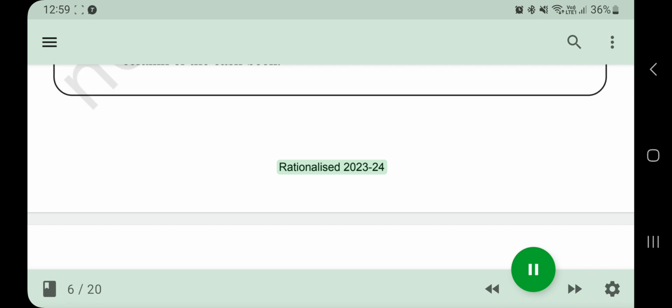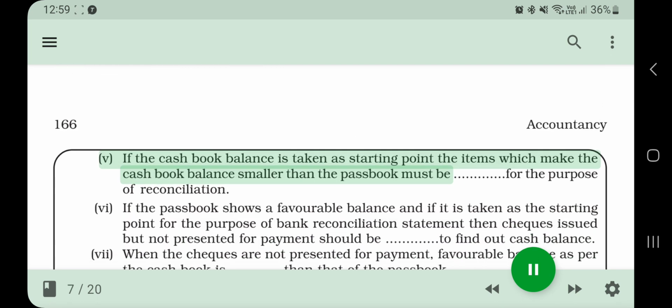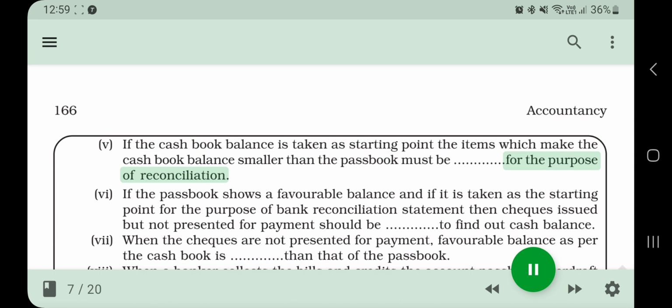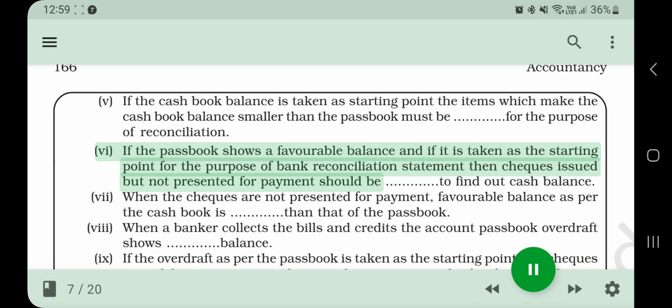If the cash book balance is taken as the starting point, the items which make the cash book balance smaller than the passbook must be added for the purpose of reconciliation. If the passbook shows a favorable balance and it is taken as the starting point for the purpose of bank reconciliation statement, then checks issued but not presented for payment should be added.